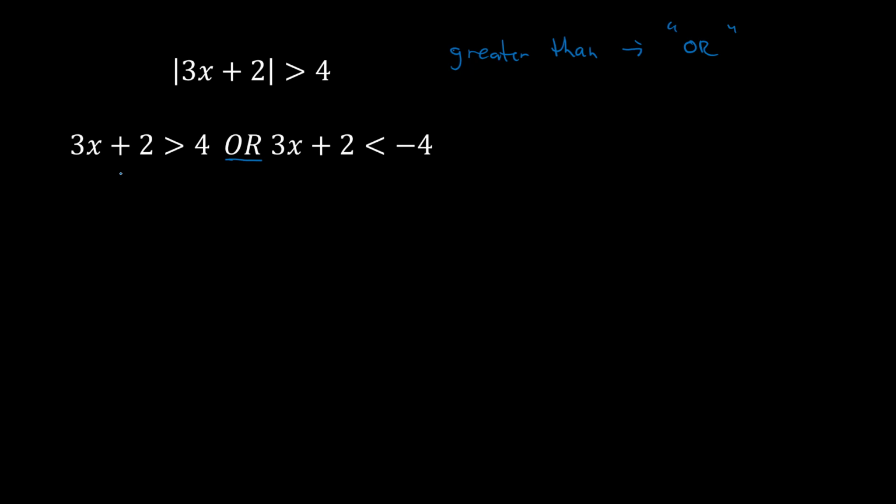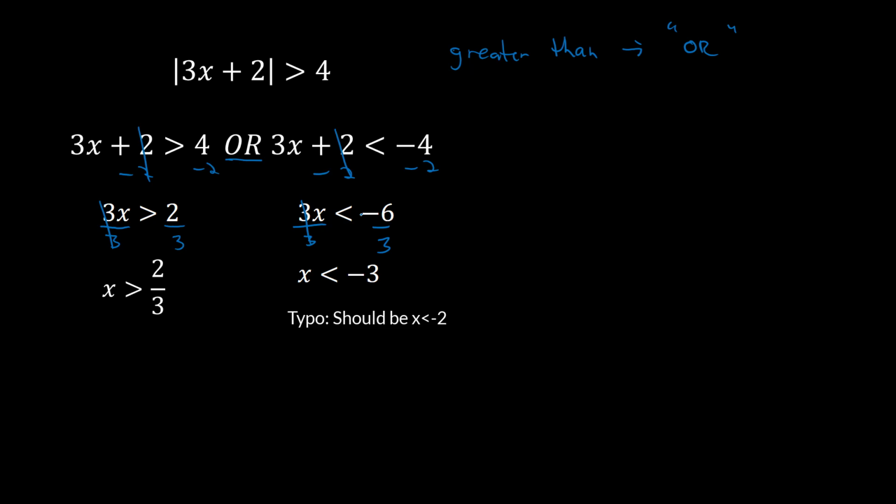So to solve this first one, we subtract 2. We get 3x is greater than 2. And then to get x by itself, we divide both sides by 3. So we have x is greater than 2 over 3. And the second equation, same idea. Subtract 2 from both sides. We're going to get 3x is less than negative 4 minus 2, which is negative 6. And then divide both sides by 3, where we're going to get x is less than negative 6 over 3, which is going to be negative 2. And then don't forget the connecting word as well. This is an or statement.